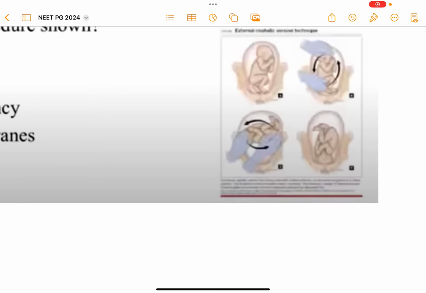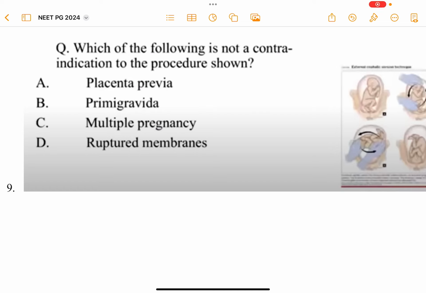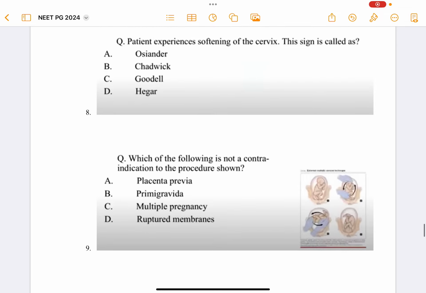So you can see this is an external cephalic version which is being done. With your hand you are doing an external cephalic version of a complete breech. So what are the contraindications? Of course, placenta previa you will not do, because if it is placenta previa, then there is no chance of vaginal delivery. Answer C, multiple pregnancy is also a contraindication, because if there is more than one fetus, then external cephalic version will not be possible. And in D, ruptured membranes, rupture of the membrane has already occurred and there is no liquor, so ECV cannot be done. And answer B, primi gravida will be the answer, because primi gravida is not a contraindication for external cephalic version.